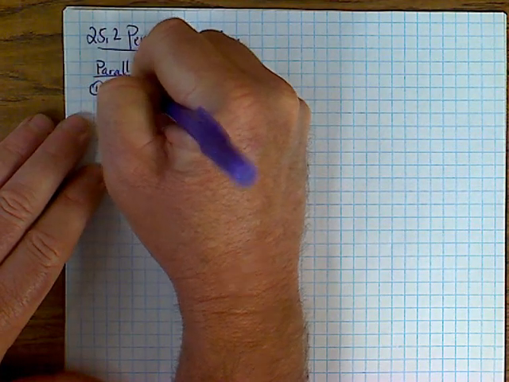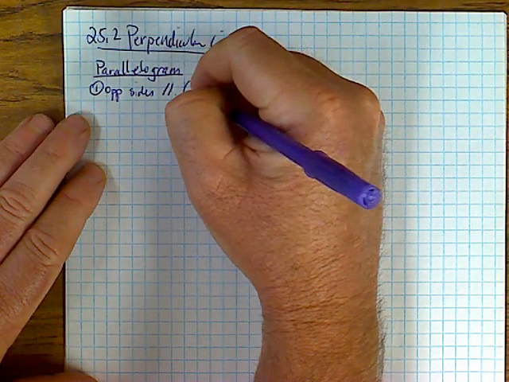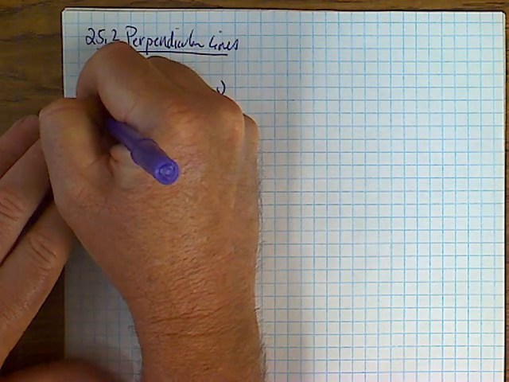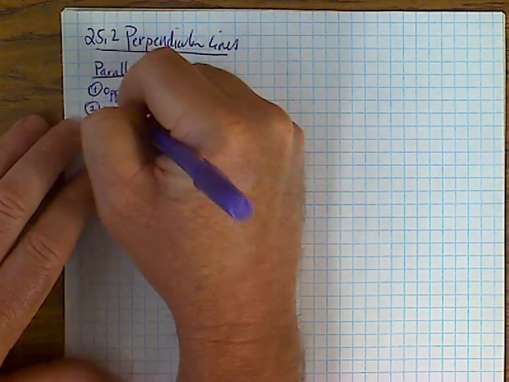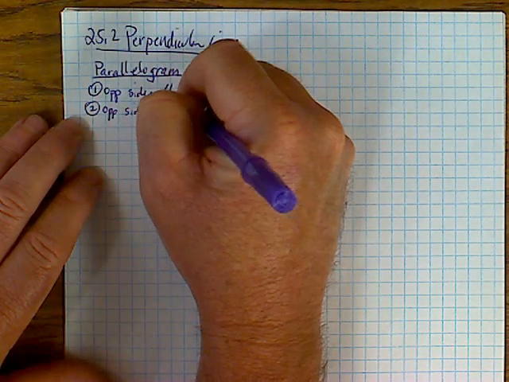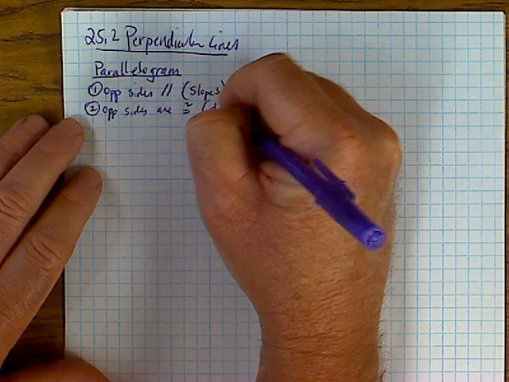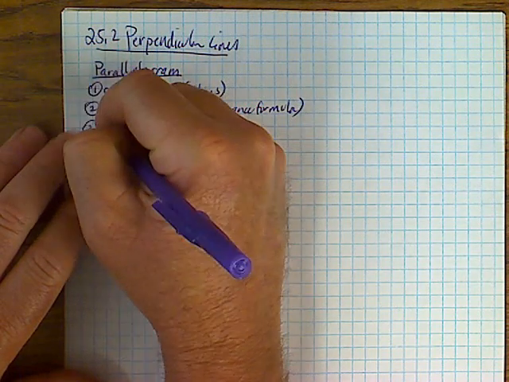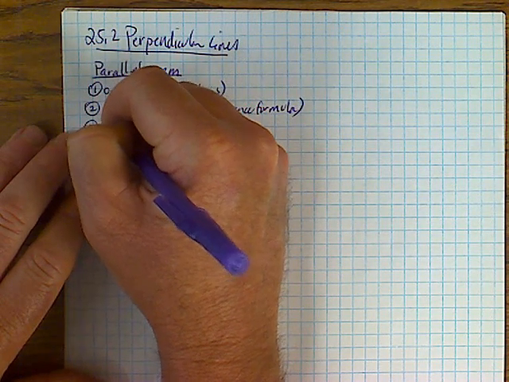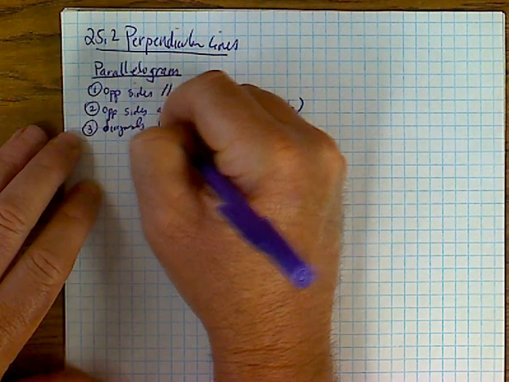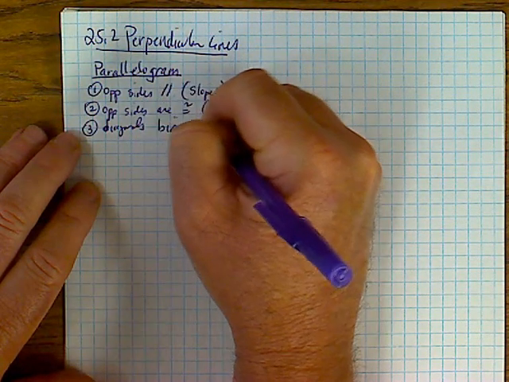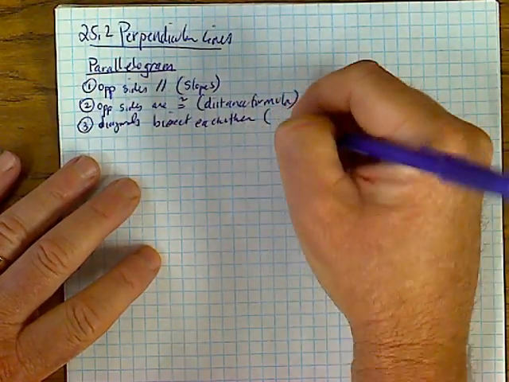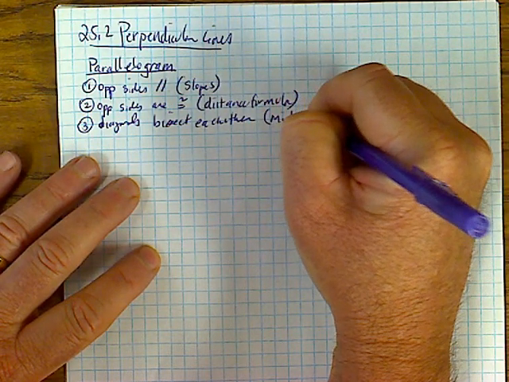Okay, opposite sides parallel, and that's with slopes. So we're going to look at the slopes and see if the slopes are the same. The second thing is going to be that opposite sides are congruent, and the way we'll do that is with distance formula. And the third way is going to be the diagonals bisect each other. So the diagonals are going to bisect each other, and the way that we'll figure that out is with the midpoint formula.